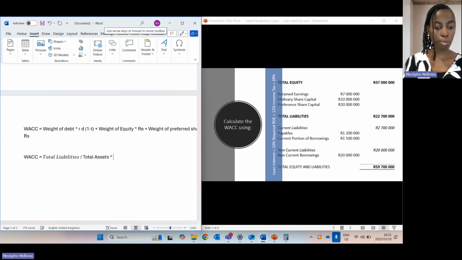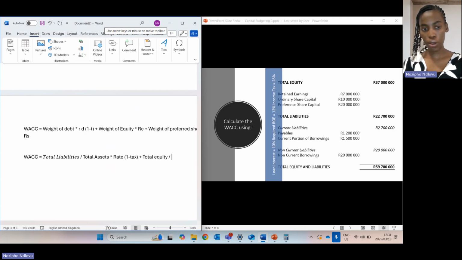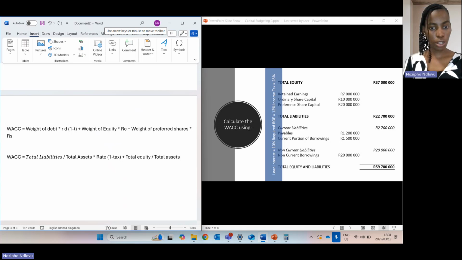Then you multiply that by the rate which you will be given. Then you have also 1 minus the tax. Then you plus the weight of the equity. Then we have our equity. You have your total equity. Then you divide that by your total assets. And then you multiply that by the rate of equity, ROE. Then you still plus the weight of the preferred shares.